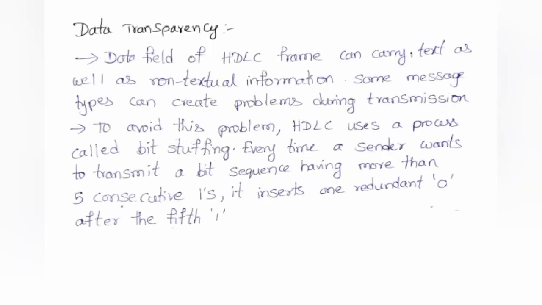The next one is data transparency. The data field of the HDLC frame can carry text as well as non-textual information. Some message types can create problems during the transmission. To avoid this problem, HDLC uses a process called bit stuffing.